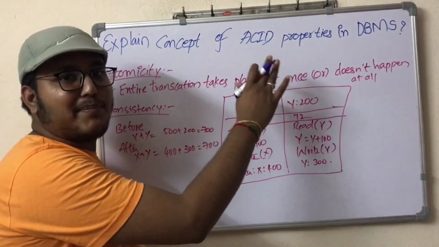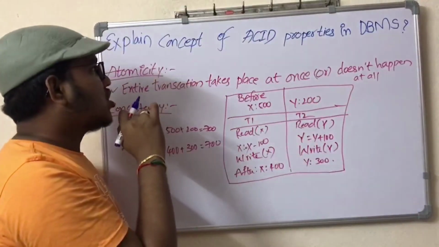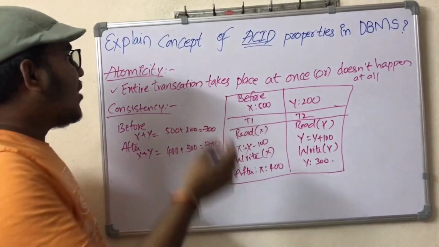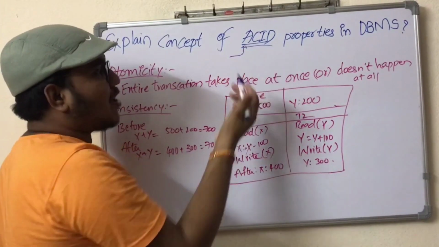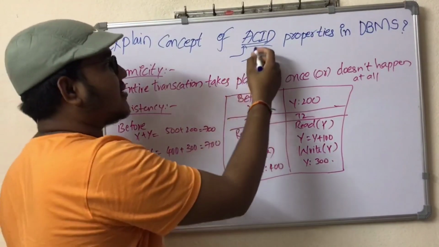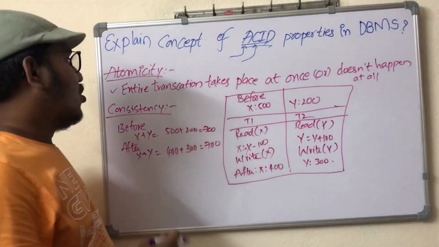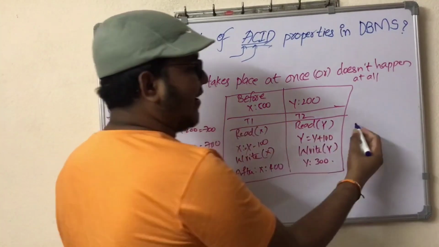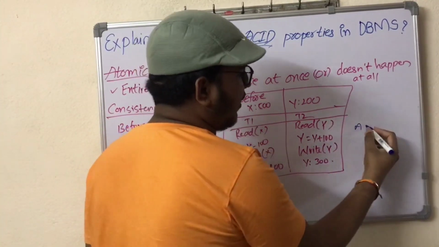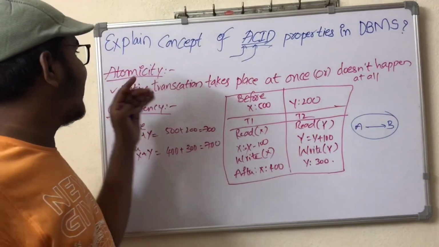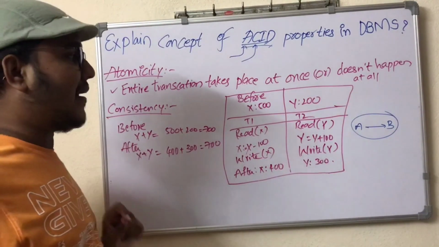What are ACID properties in DBMS? Let's talk about the abbreviation of ACID. As we all know, A stands for atomicity, C stands for consistency, I stands for isolation, and D stands for durability. Let's take a person A transferring some amount from A to B. Let's take an example of this and talk about each and every principle.